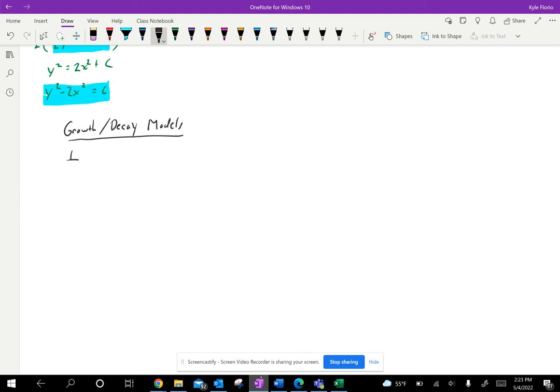Okay, so in many examples in differential equations, we're going to see the rate of change is proportional to the value of y. I'm going to write, the rate of change of y is proportional to the value of y.